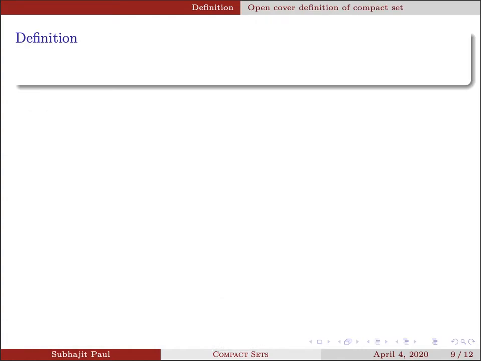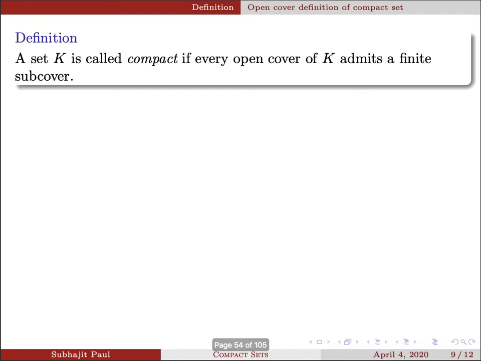All right. Now we are in a position to give you the general definition of a compact set. This definition is true everywhere. Wherever you want to talk about compact sets, this definition will hold true. What is the definition? A set K is called compact if every open cover of K admits a finite subcover. I repeat, a set K is called compact if every open cover of K admits a finite subcover.